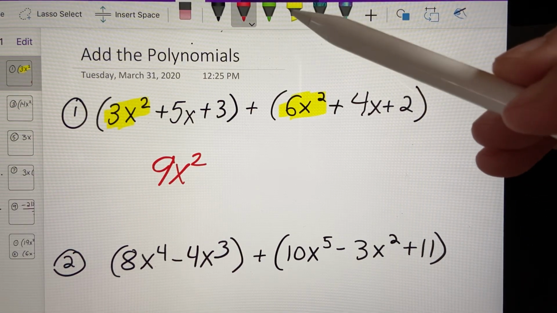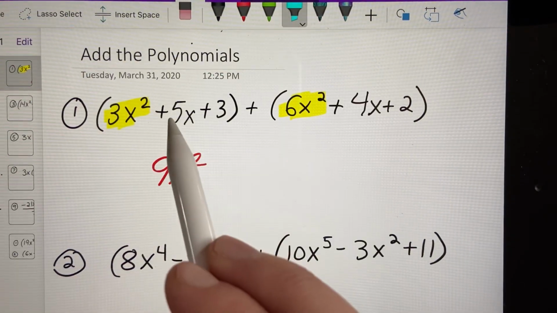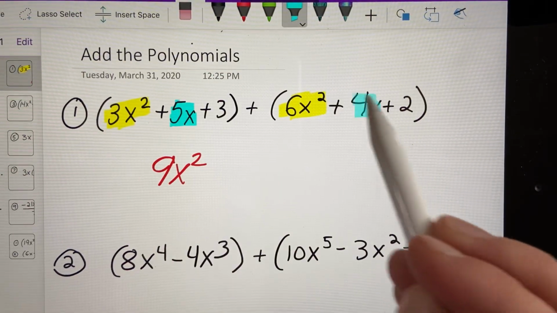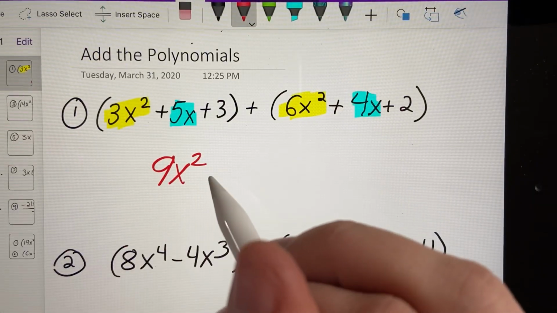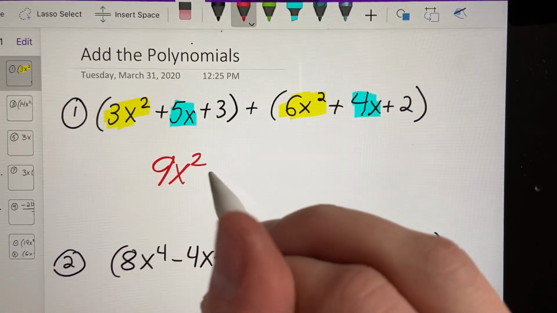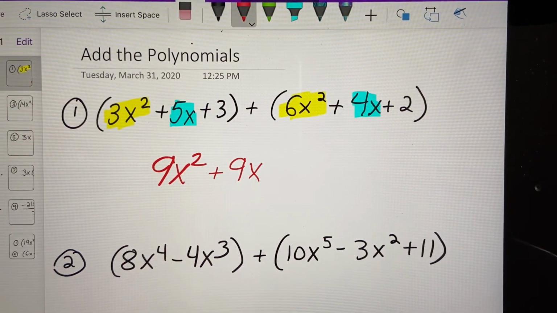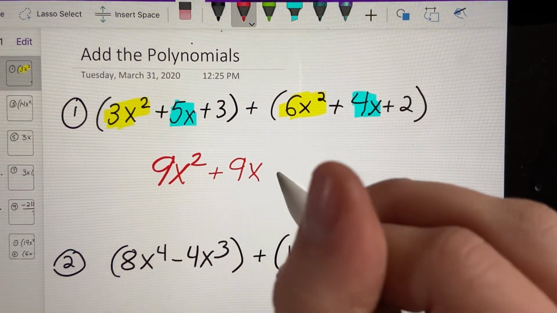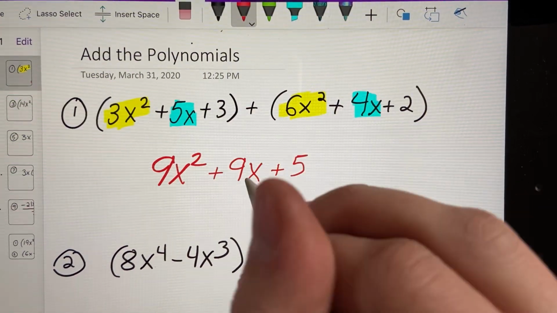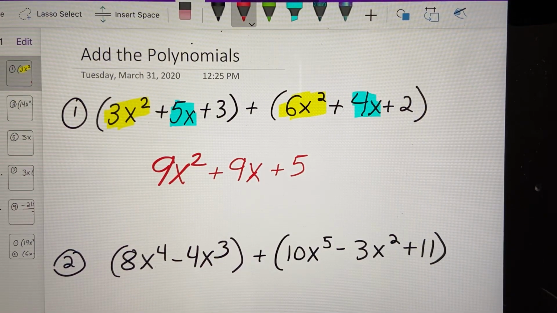Then I also would have to add, change it to blue, the x's. 5x and 4x can be added together because they both have x's. So 5x plus 4x would be 9x. So you just put plus 9x. And then finally just add those constants at the end. The 3 and the 2 would be 5. 3 plus 2 is 5. So the answer would be 9x squared plus 9x plus 5.